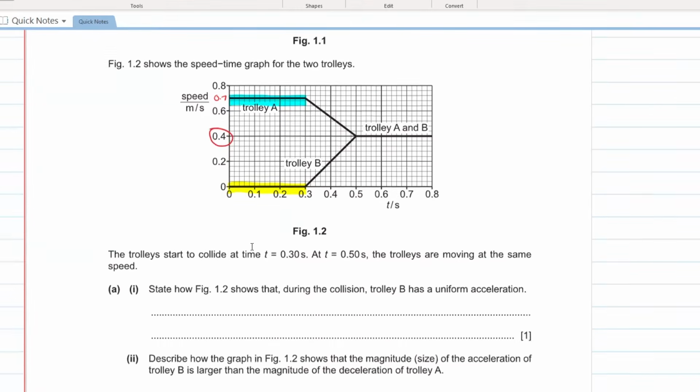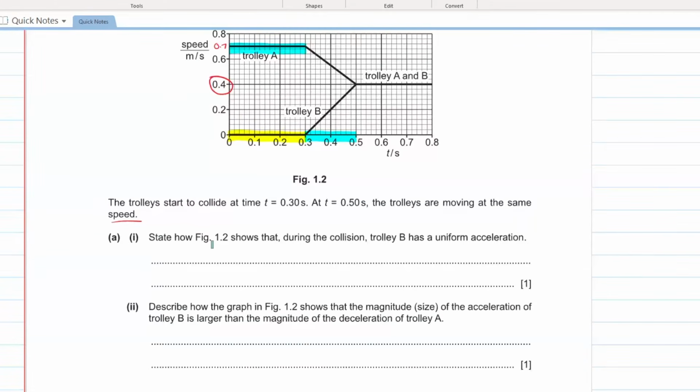The trolleys start to collide at time t equals 0.3 seconds. And at time t equals 0.5 seconds, the trolleys are moving at the same speed. This is the time 0.3 where collision starts and at 0.5 the collision stops. The state of figure 1.2 shows that during collision, trolley B has a uniform acceleration. How do we know that?